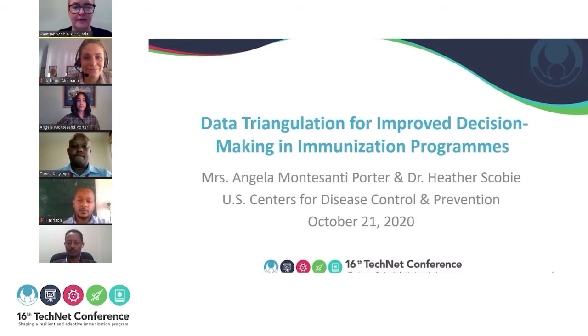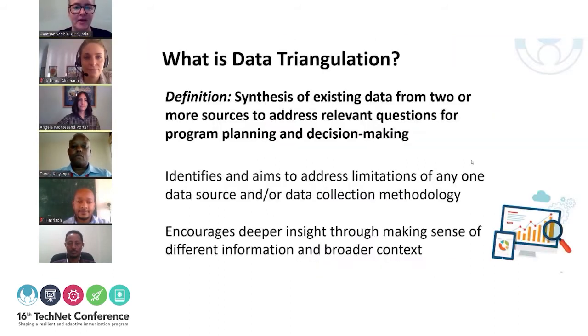Hello, I'm Heather Scobie. Data triangulation is the synthesis of existing data from two or more sources to address relevant questions for program planning and decision making. It identifies and aims to address the limitations of any one data source or data collection methodology, and it encourages deeper insight through making sense of different information in broader context.